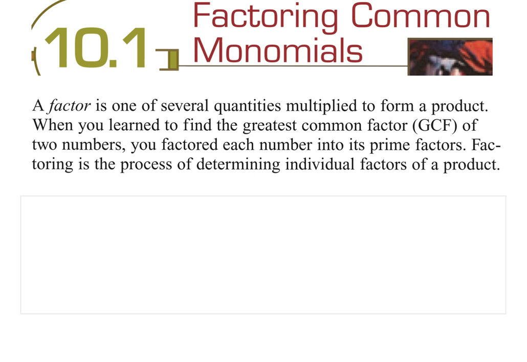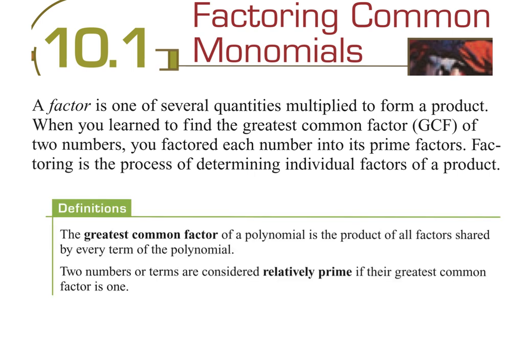And so the first thing we're going to look at then is, what is the greatest common factor? The greatest common factor of a polynomial is the product of all the factors that are shared by every term in the polynomial. Two terms are considered relatively prime if their greatest common factor is 1. All right, so when you think of numeric factoring, if the only factors that something has are 1 and itself, then it is prime. And so polynomials are considered relatively prime if their greatest common factor is a 1.